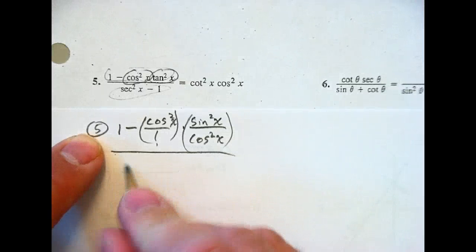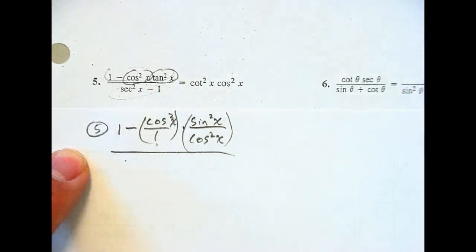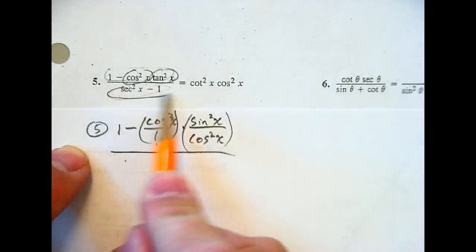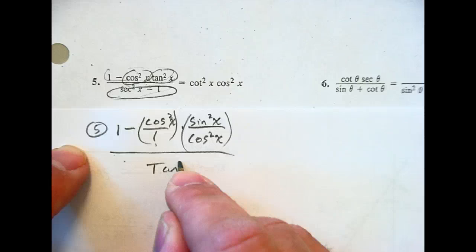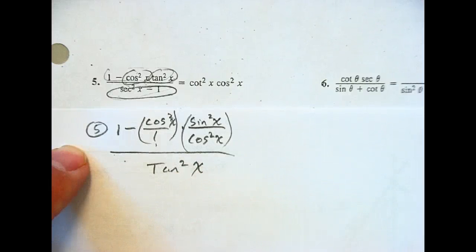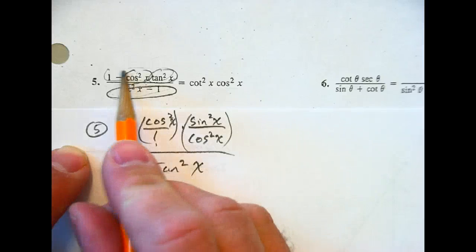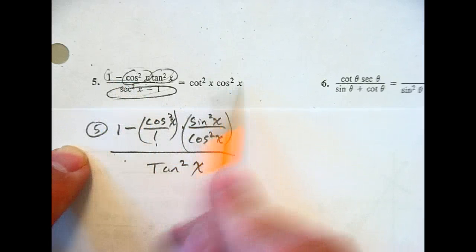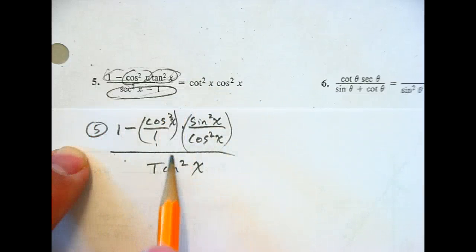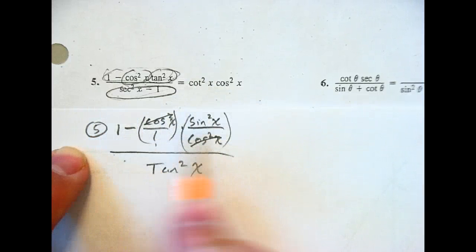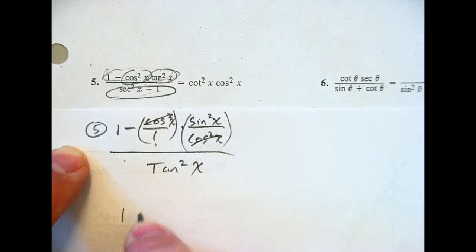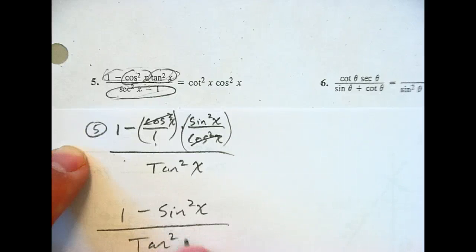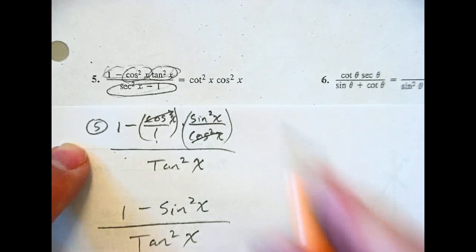That's all over secant squared x minus 1. And I know secant squared x minus 1 is actually a Pythagorean identity. What is secant squared x minus 1? Tangent squared. Okay? So you really have to treat them as 3 separate problems here. I've got the top here, I'm simplifying. That's going to cancel that. I'm left with 1 minus sine squared over tan squared x. So that's just that side of the equation.